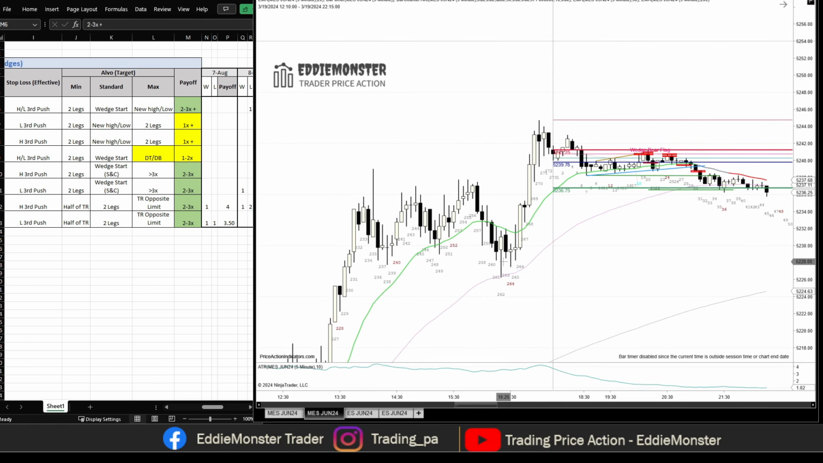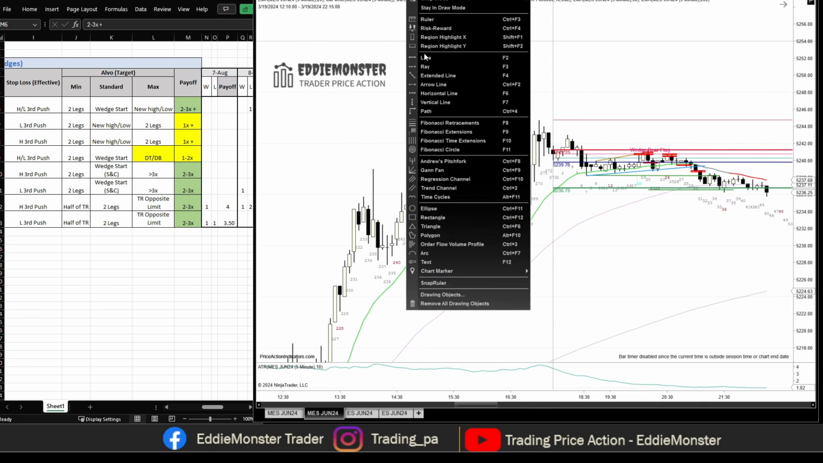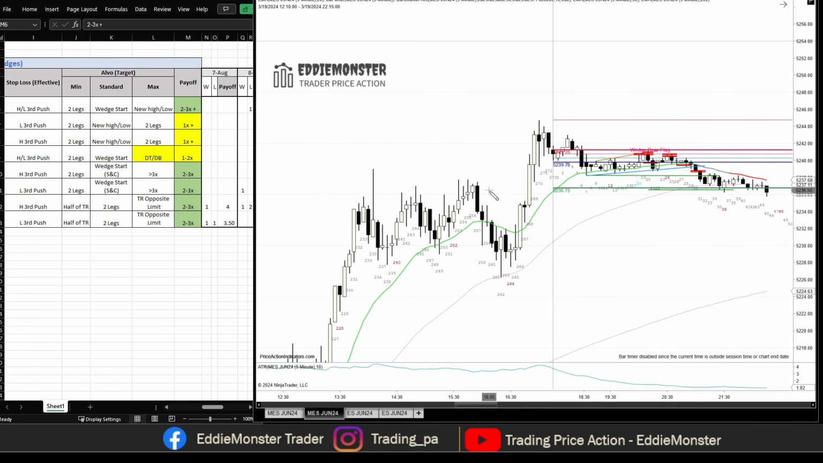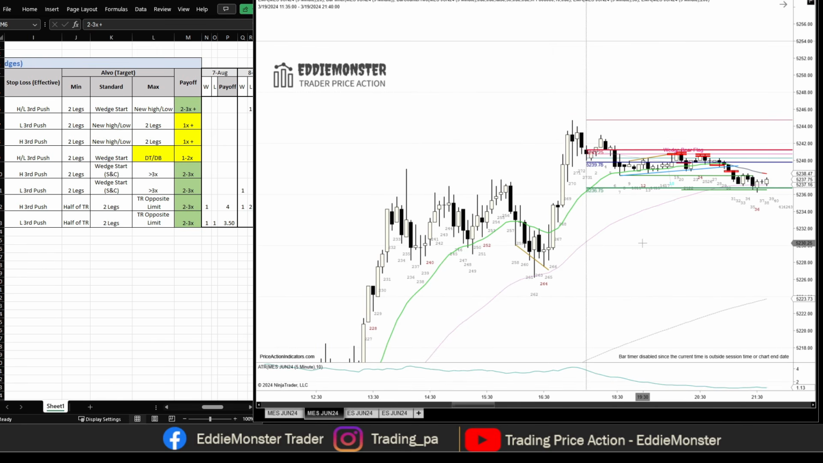This is not perfect, but this is a wedge bull flag again. We have 1, 2, and 3 pushes, right? It is not perfect. It is good. So, how to do this? This is not a perfect wedge, right?